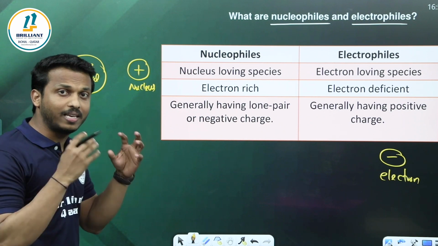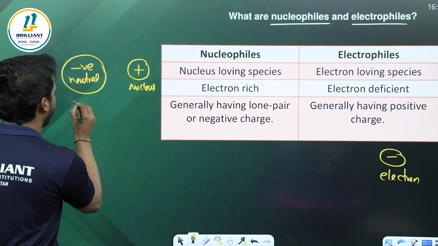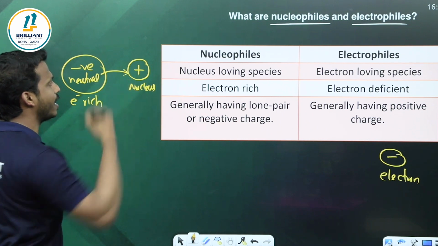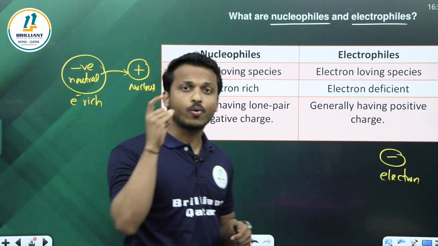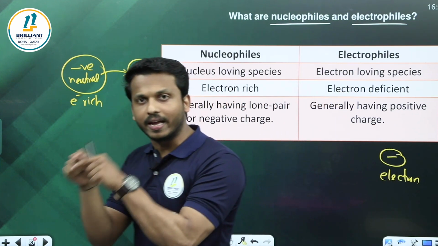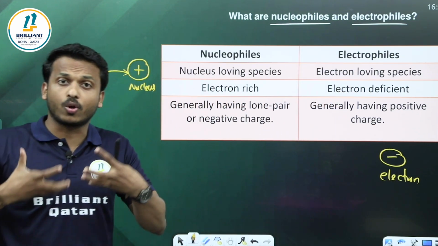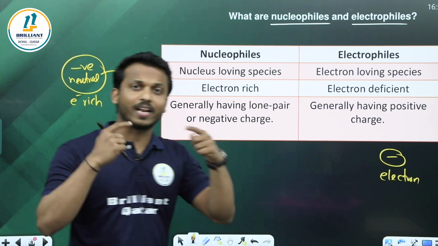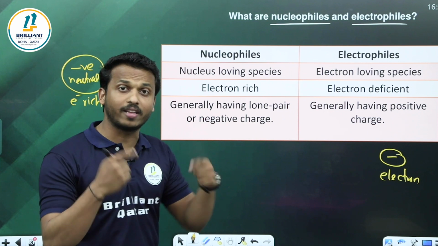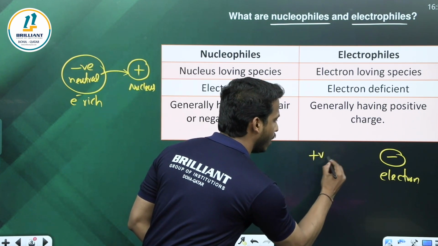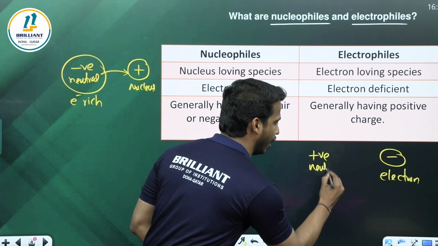A nucleophile can be negatively charged or neutral, and it is electron rich. Therefore, it is going to attract a nucleus. Try to understand: the nucleus is positively charged. So the nucleophile's charge can be either negative or neutral. They are electron rich compounds. What are electrophiles? They are electron attracting species. Why are they attracting electrons? Because they are electron deficient. So the charge can be positive or neutral.